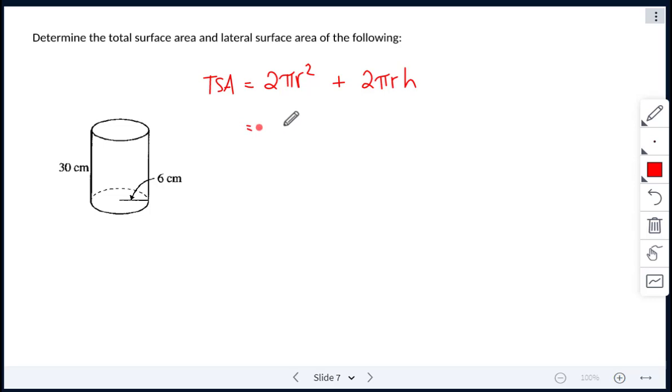So let's go ahead and substitute everything in that we know. I'm going to use 3.14 for pi, and then r squared, that does mean r times r. So I'm just going to show that here that we're doing 6 times 6. And then we have 2, again pi, I'm going to show as 3.14. R again is 6, and then the height is 30 centimeters.